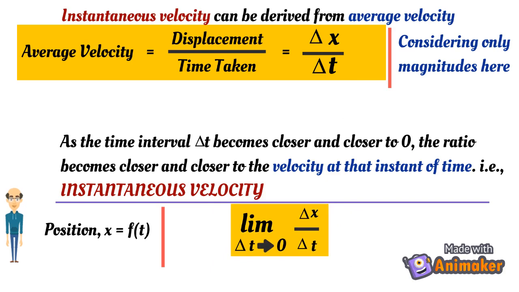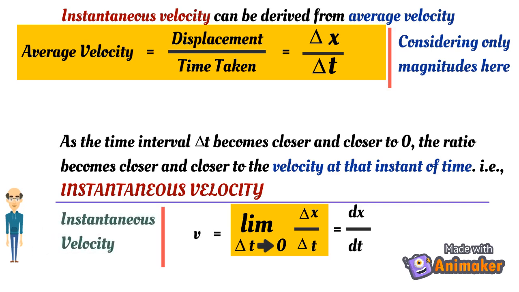Does this ring a bell? The limit is exactly what we call the derivative of x with respect to time. So in other words, the instantaneous velocity v would be defined as v equal to dx by dt, that is, the derivative of x with respect to time t. We can omit the word instantaneous here and just call it velocity.